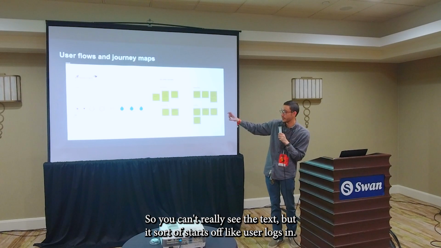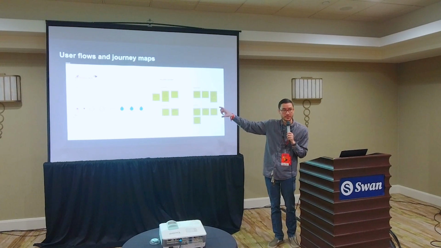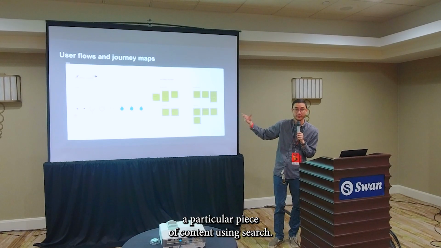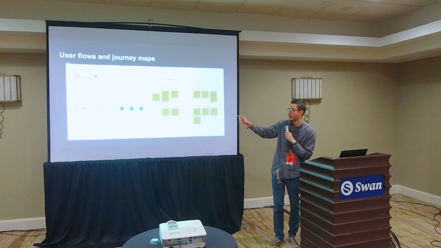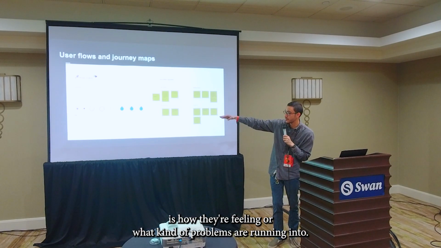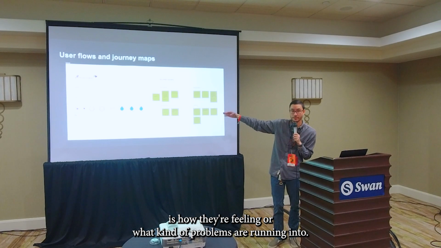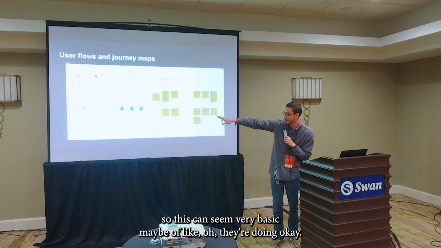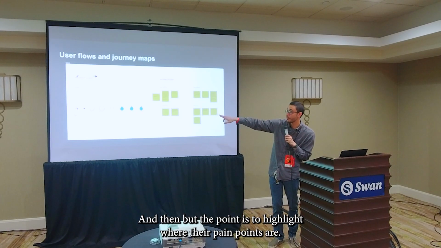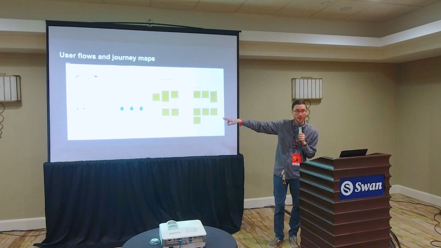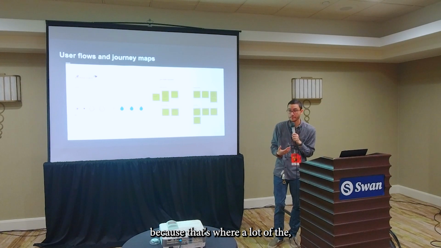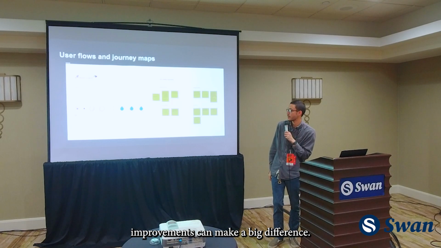You can't really see the text, but it starts off like user logs in. Then the next step might be user tries to find a particular piece of content using search. And then mapped against that is how they're feeling or what kind of problems they're running into. So this can seem very basic, maybe, of like, oh, they're doing okay. But the point is to highlight where their pain points are. That's something that gets mentioned a lot in design, which is where are the user's pain points, because that's where a lot of the improvements can make a big difference.